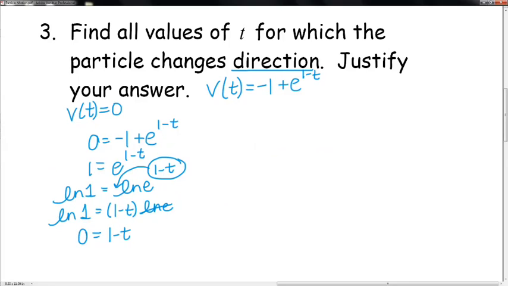If I add t to both sides, I get t is equal to 1, which makes sense because when I plug 1 into my velocity function, I'm going to get negative 1 plus e to the 1 minus 1. Well, this becomes negative 1 plus e to the 0. E to the 0 is positive 1, so it does make sense that negative 1 plus positive 1 is equal to 0.